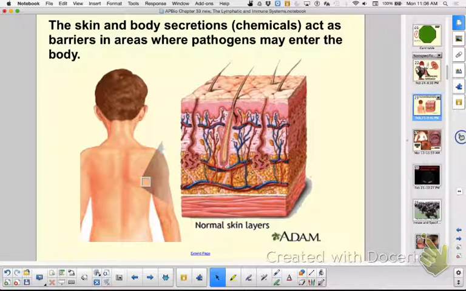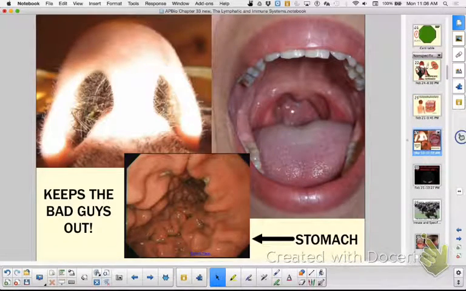And we have hairs, like in our nostrils and in our ears, that protect us. Your saliva and your tears, think about it, in your mouth and in your eyes, you have antimicrobial agents to try to kill off any bacteria that might try to get into our body through those types of openings. In our stomach, we have a very low pH to try to help things stay out of our body.